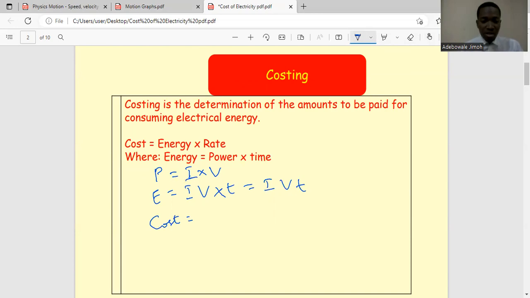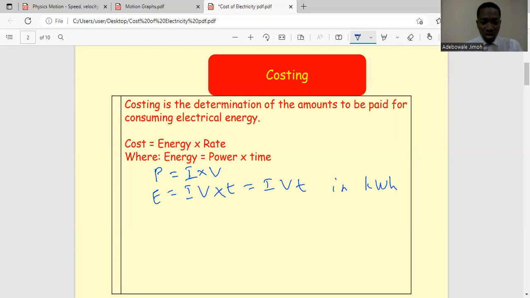Now, do not forget that when we are dealing with this topic, we want to use higher values of energy. So we don't express our energy in joules. Rather, we express our energy in kilowatt hours. Your energy must be in kilowatt hours.